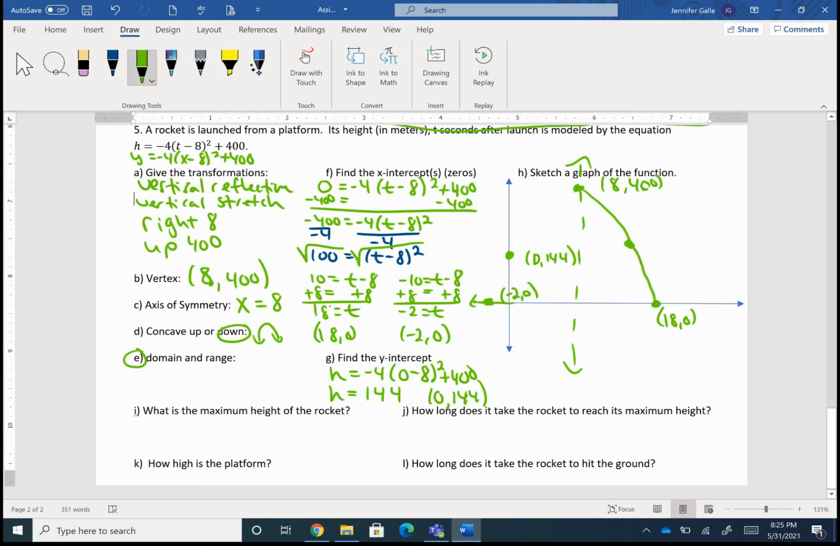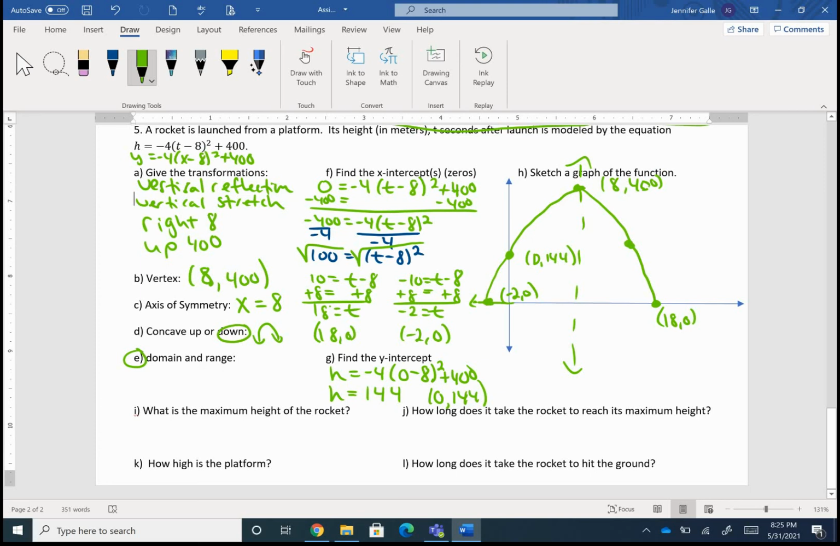Now, I kind of didn't draw this side great. There we go. Now, if you want to connect it down, you can. Negative time doesn't make sense, but if you want that symmetric parabola, please go ahead and draw it all the way. I'm going to go ahead and label.